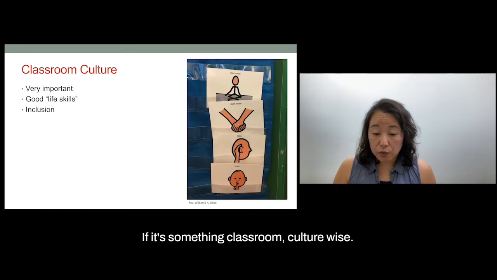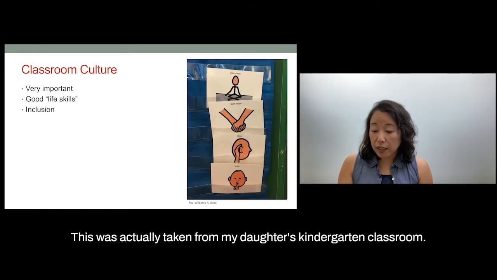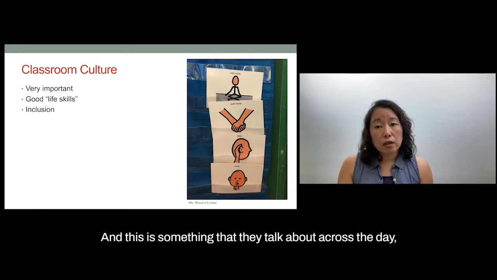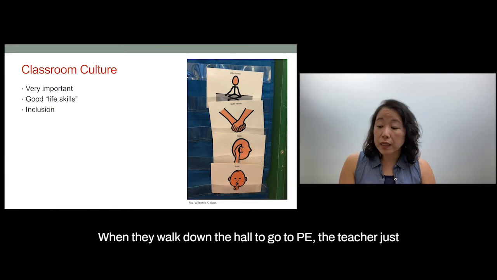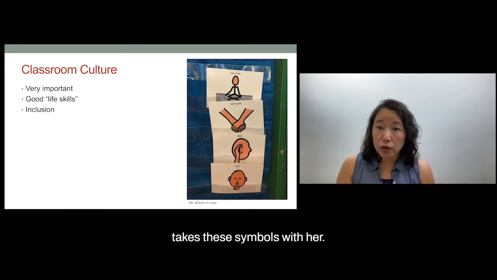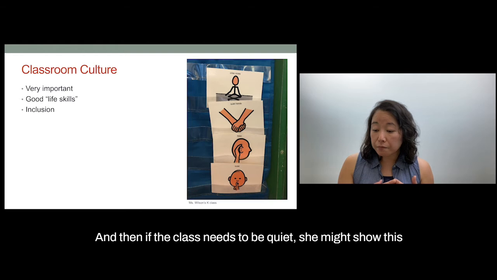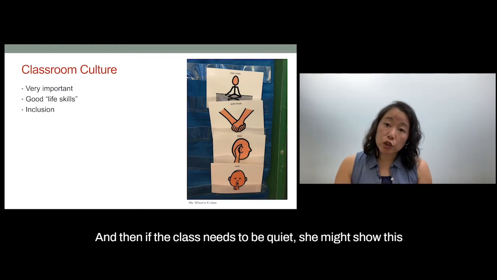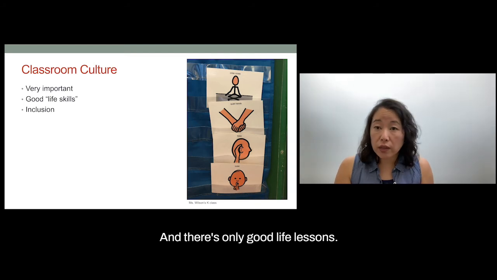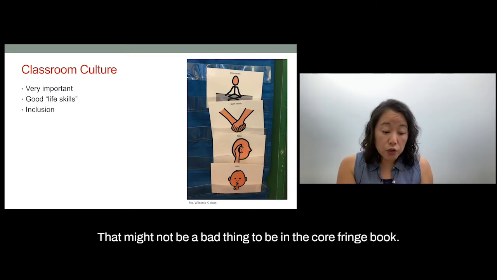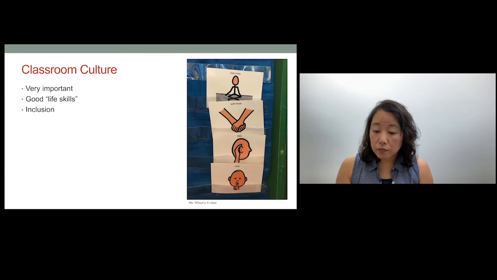If it's something classroom culture-wise, this was actually taken from my daughter's kindergarten classroom, and this is something that they talk about across the day, across environments. When they walk down the hall to go to PE, the teacher just takes these symbols with her, and then if the class needs to be quiet, she might show this quiet symbol. It's used all the time, and they sound like good life lessons. That might not be a bad thing to be in the core Fringe book.